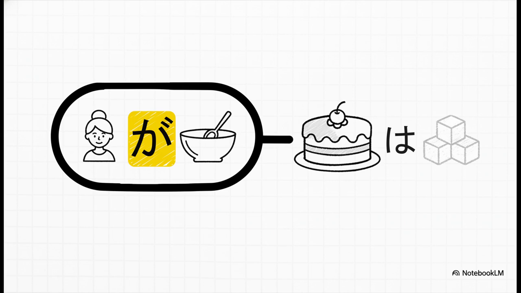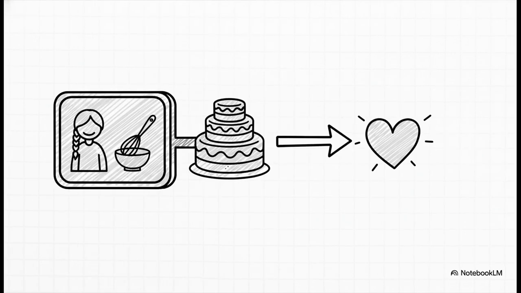姉が作ったケーキは甘いです. See that ga right after 姉, my older sister? It's not wa. We're using ga here specifically because my sister is the subject of that inner clause. She's the one who made the cake. The translation shows these two levels perfectly. The big main topic of the sentence is the cake that my older sister made, and that entire block is followed by wa. But inside that block, ga is absolutely required to pinpoint exactly who did the making. This is a solid rule you can always rely on.